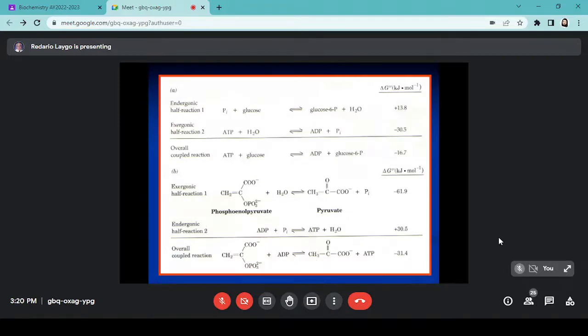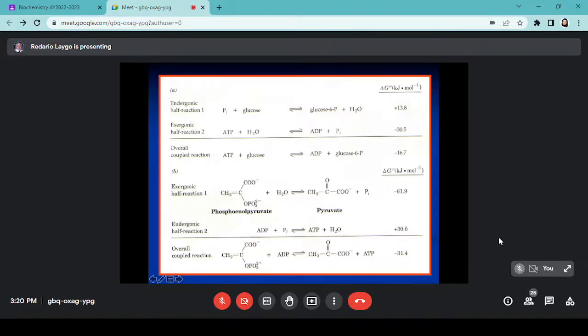So here is your coupling reaction. The first one is your glucose is phosphorylated with the help of inorganic phosphate to become glucose 6-phosphate and water. And then the other reaction is the hydrolysis of ATP to ADP and inorganic phosphate. Now, the first half reaction requires input of positive 13.8 kilojoules per mole, while the hydrolysis of ATP to ADP and inorganic phosphate liberates negative 30.5 kilojoules per mole.